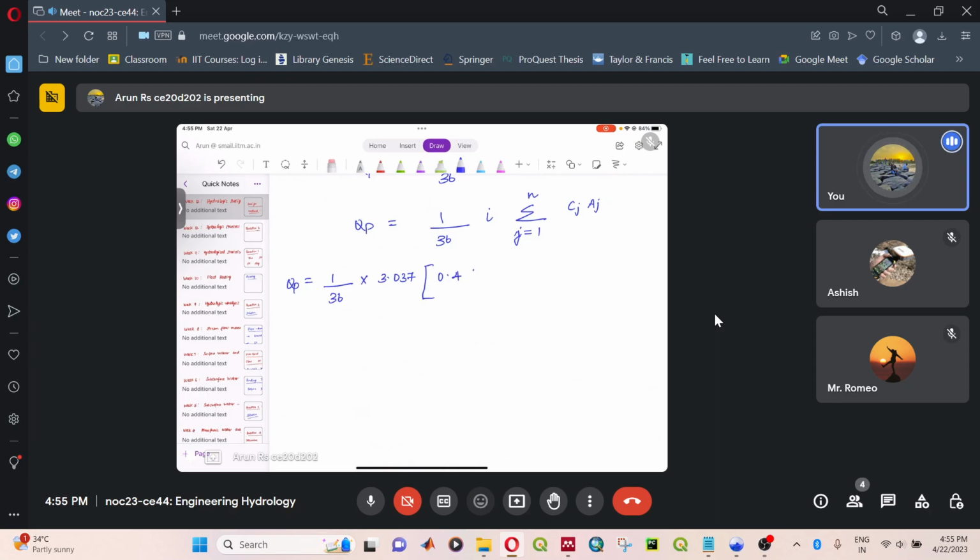So C is 0.4 and the area is given in kilometer square. We can convert it into hectares. 0.16 kilometer square into 10 square will give you the hectares, plus 0.6 into 0.08 into 10 square. So this will give you the peak flow 0.9448 meter cube per second.